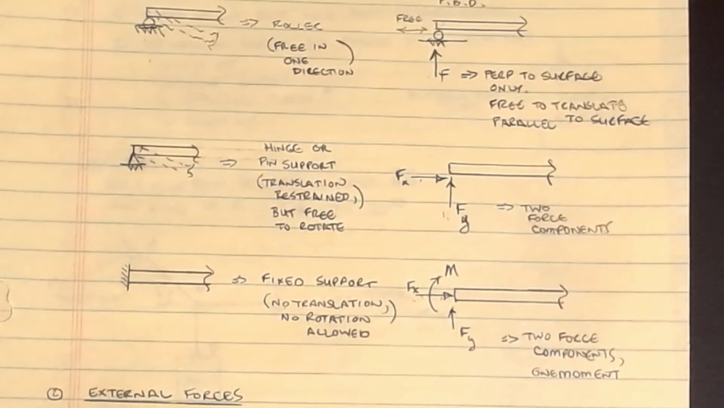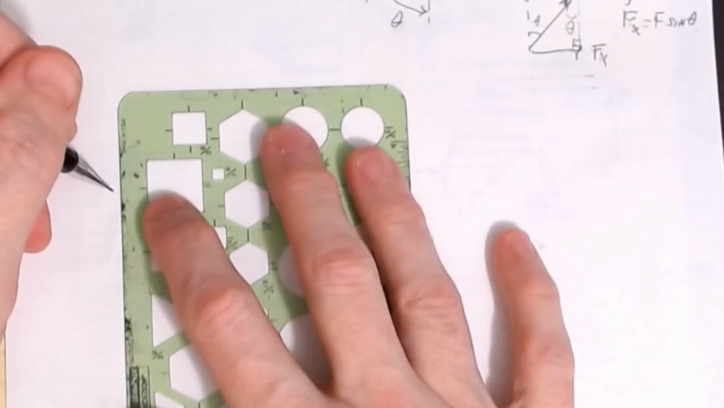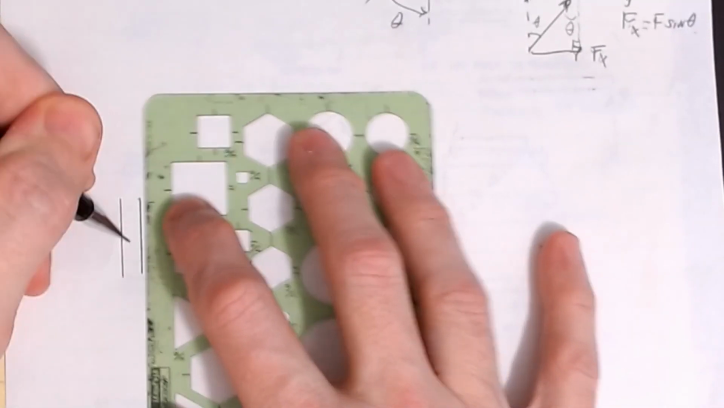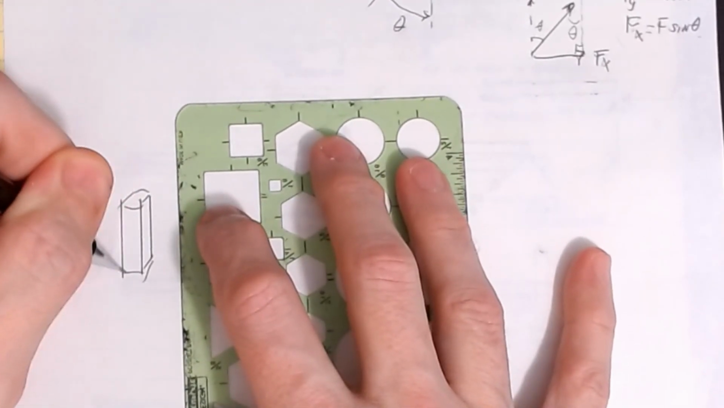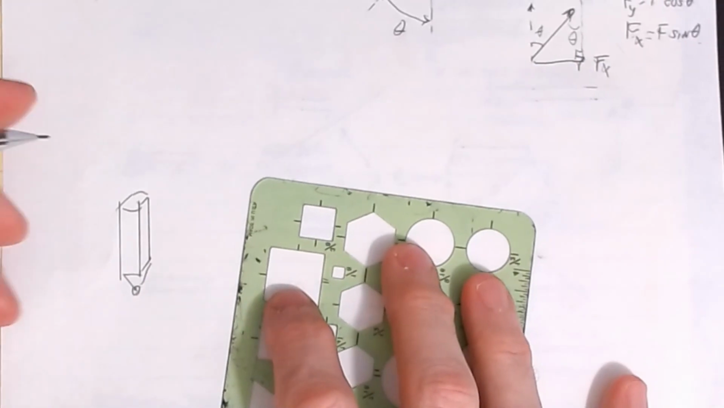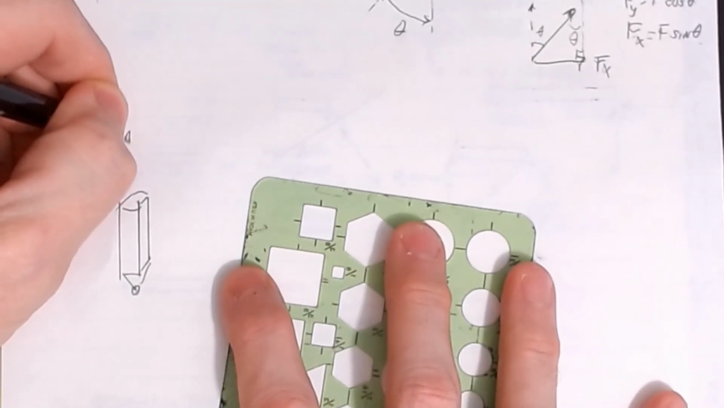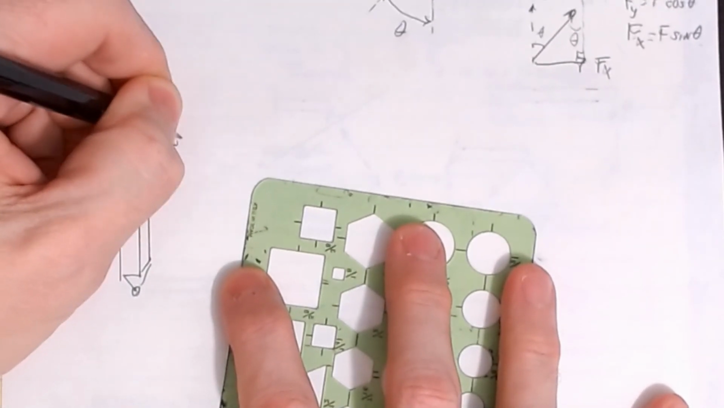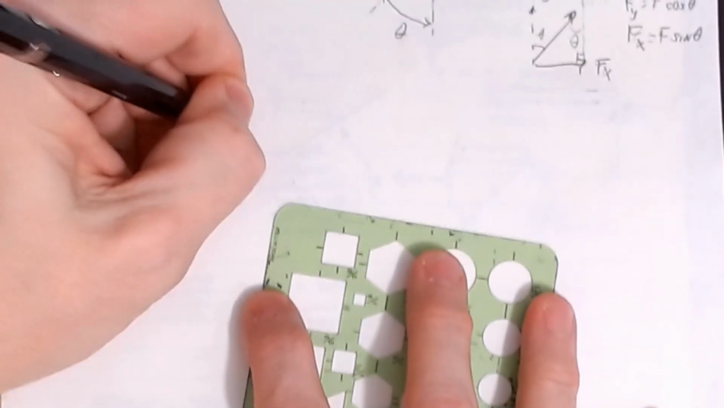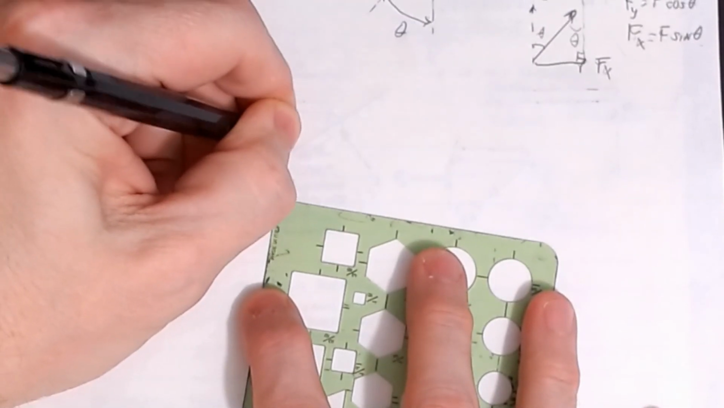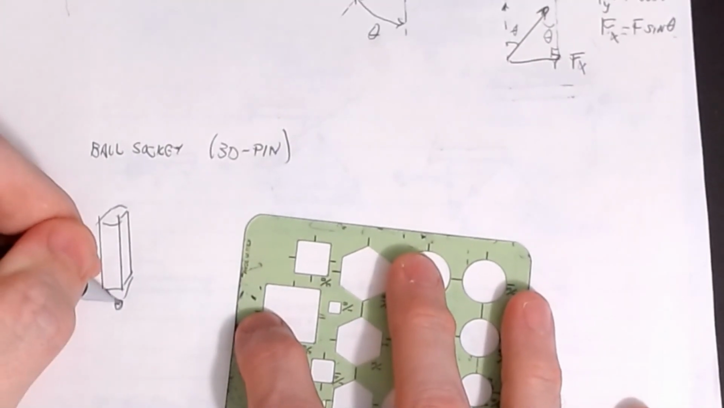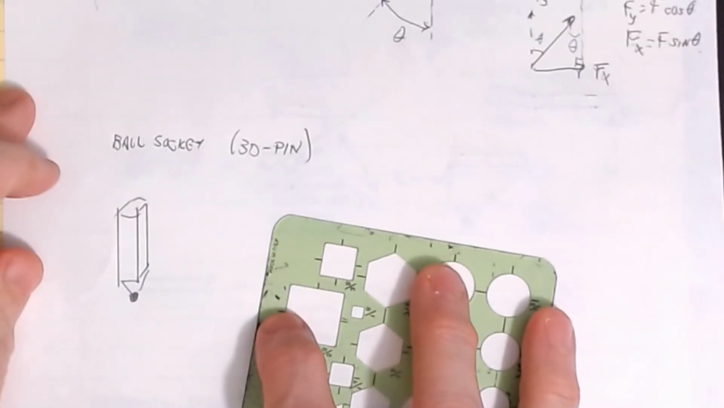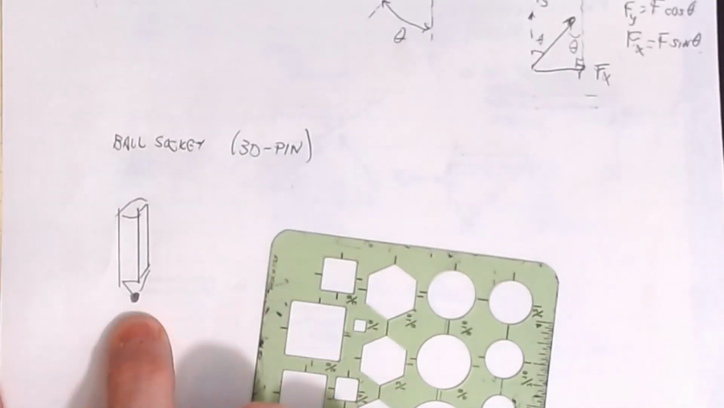Now, there are some other three-dimensional ones that we can look at. Things like, maybe we have a three-dimensional rod that comes down and is locked in at a point like this. This is what we call a ball and socket, or a 3D pin. It's a system where it's held in place at a point, but it can rotate however it wants.